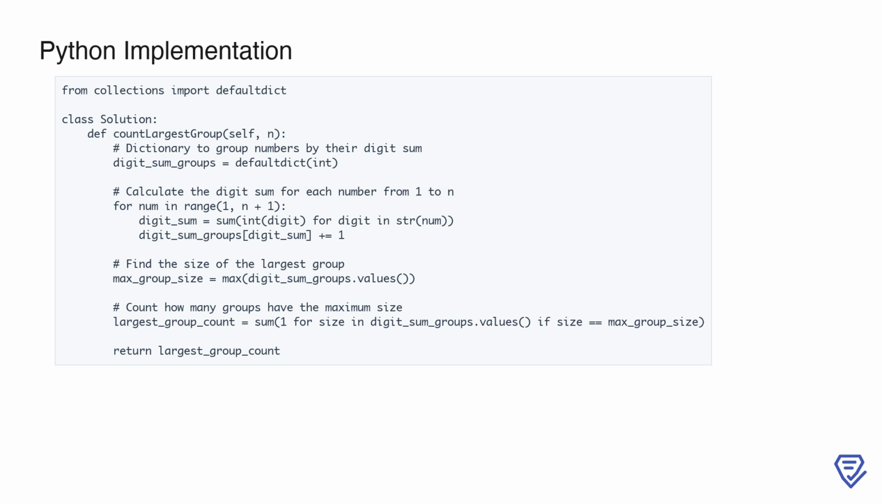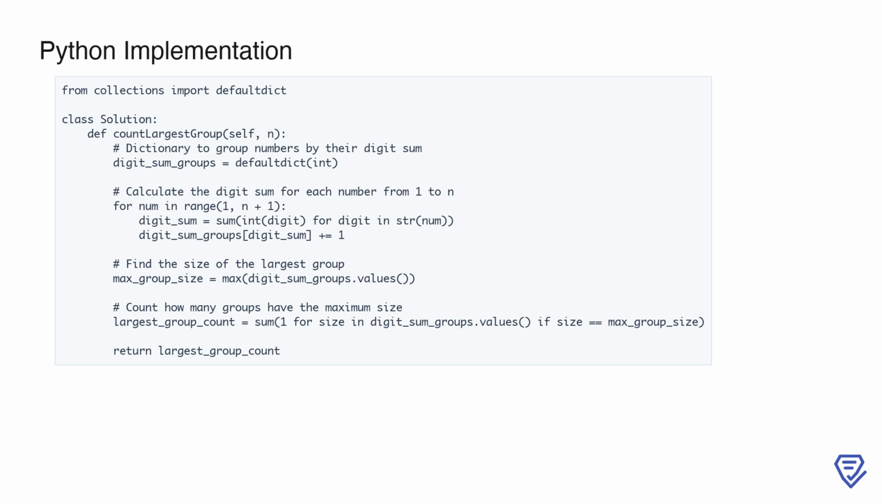2. Function definition. The function countLargestGroup takes an integer n as input, where n is the upper limit of the range of numbers we are analyzing. 3. Digit sum groups. We initialize a defaultdict called digit_sum_groups with int as the default factory. This will automatically initialize missing keys with a value of 0.